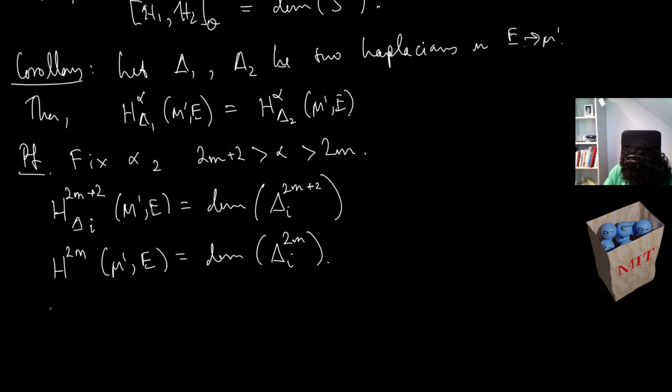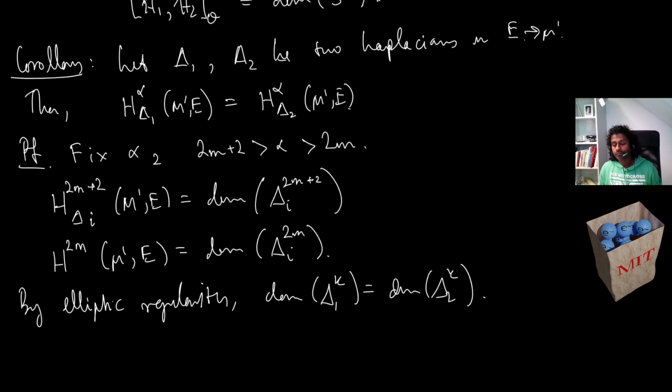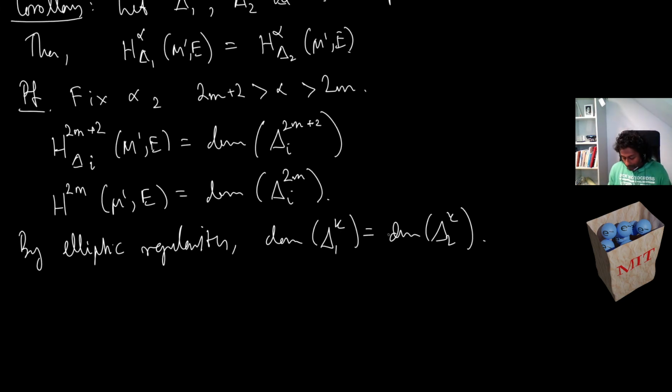And by elliptic regularity, what do we have? We have that the domain of Δ_1^k is equal to the domain of Δ_2^k. Okay, so we can fix the endpoints. Yes? Yes, by two Laplacians here, I mean with respect to two different connections. So anyway, by elliptic regularity, we have this at these endpoints, right? We've already asserted that fact.